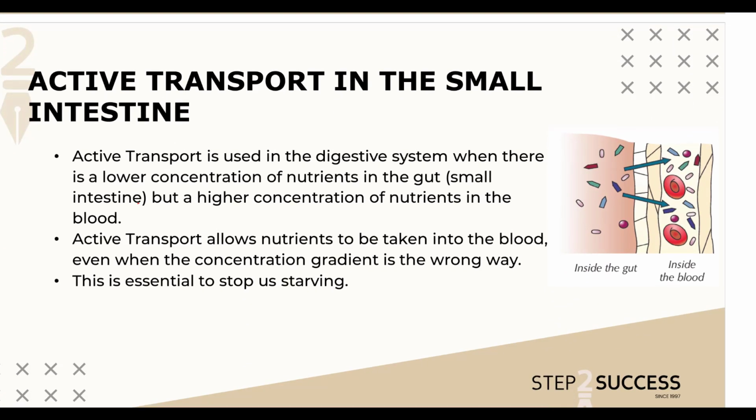And then in the small intestine, or the gut as they often refer to it in textbooks, it's used in the digestive system where there is a lower concentration of nutrients in the small intestine, but a higher concentration of nutrients in the blood. So we still need to get these nutrients out of the small intestine into the blood. Even though there's a higher concentration there, if we allow diffusion to happen naturally, diffusion would go the other way, and that's the wrong way. We want these things to be in the blood. So active transport allows us to take up a smaller concentration of these nutrients, and this, as it says, is essential to stop us from starving. Otherwise we would never be able to take out the small amount of nutrients from the food that we eat.